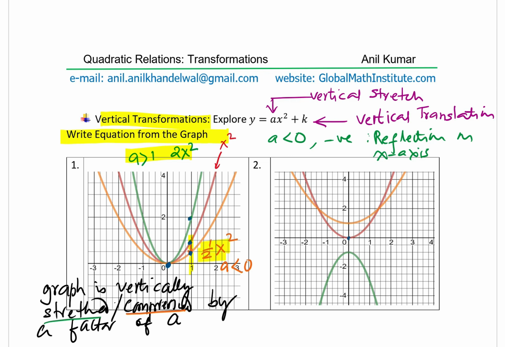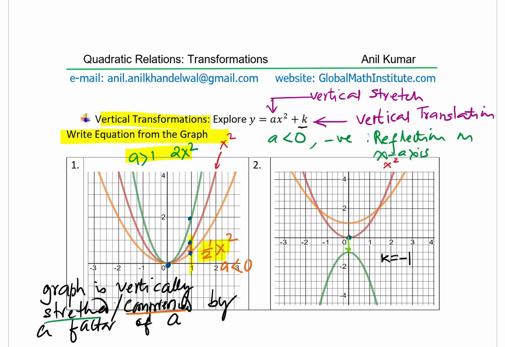In the next graph, we have to provide equations for the orange and the green graph. Y equals to x squared is given to us as the red one, so we'll keep that as a standard. Now see what has happened. There are two things. Let's consider the green graph first. It has moved, translated 1 unit down. Since it has moved 1 unit down, we know that there is a translation of 1 unit down, right? So the k value is minus 1. So in this case, k equals to minus 1. Since vertically it has moved 1 unit down.